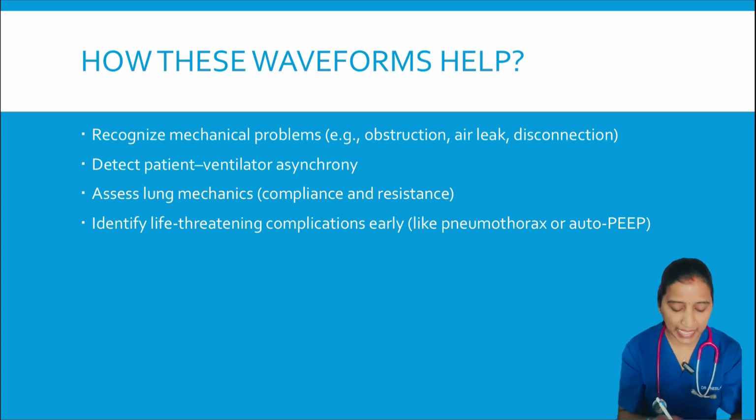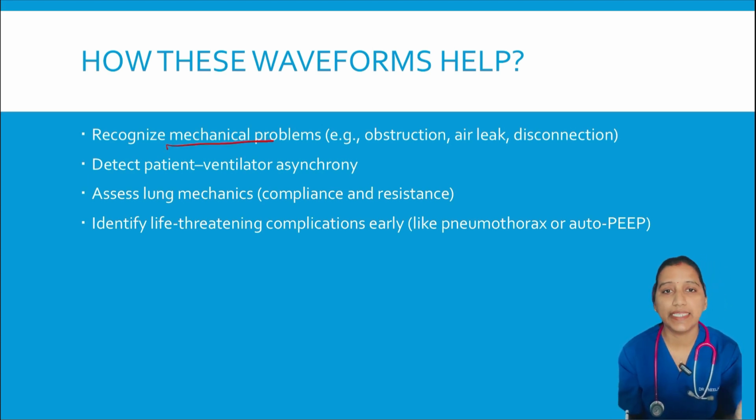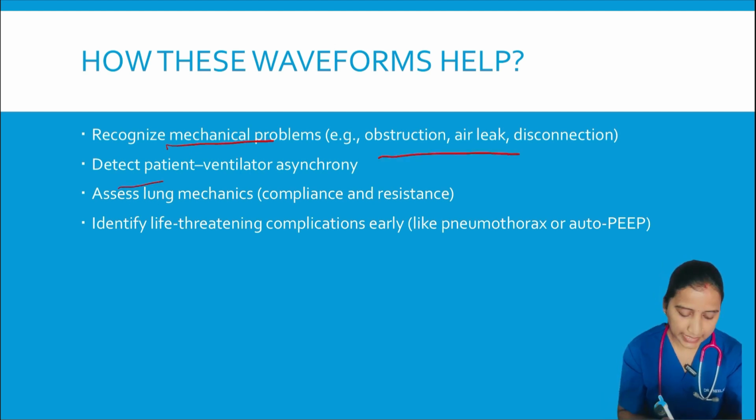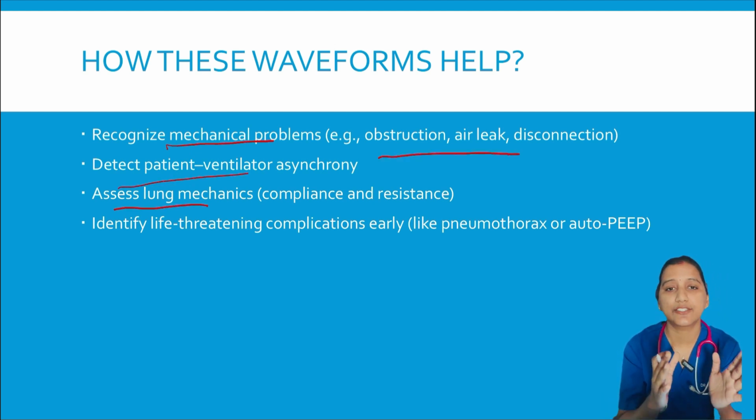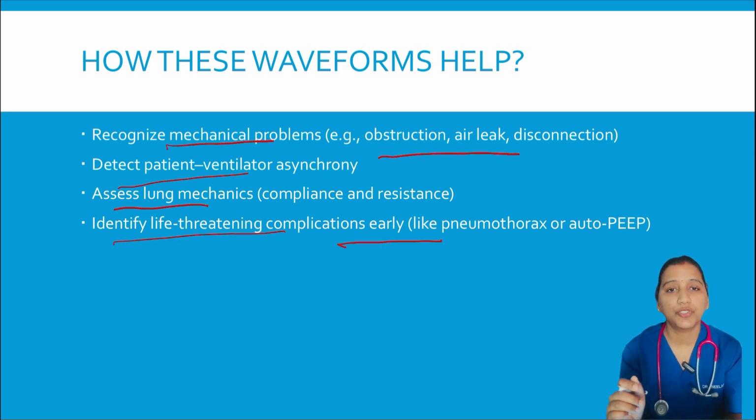First, they recognize mechanical problems like obstruction, air leak, or any disconnection in the ventilator. Next, they help to detect patient and ventilator asynchrony. They assess lung mechanics, that is compliance and resistance. They identify life-threatening complications early, like pneumothorax or auto-PEEP.